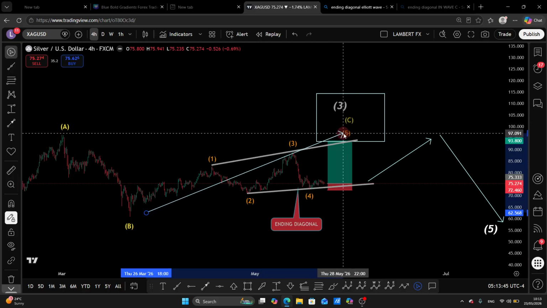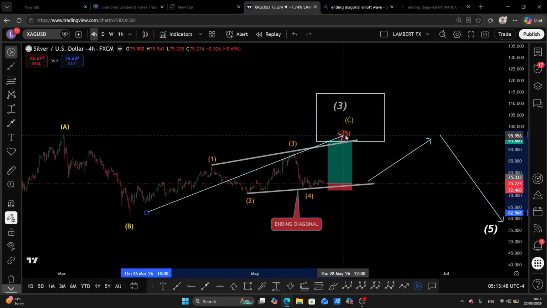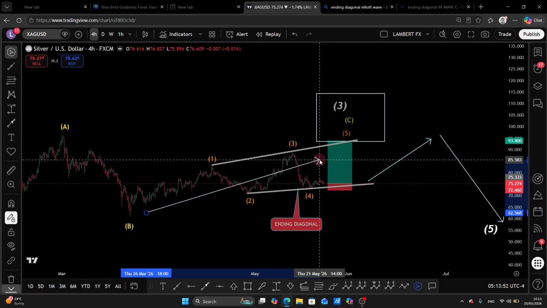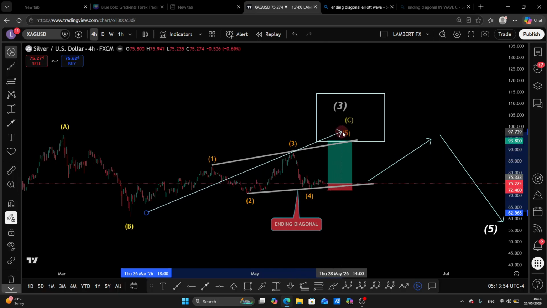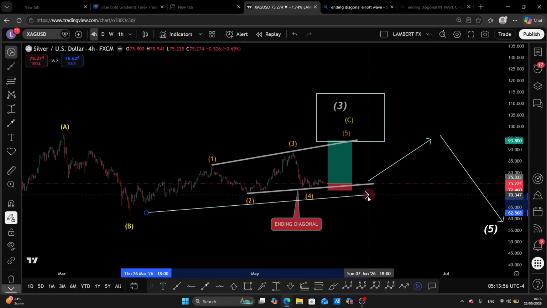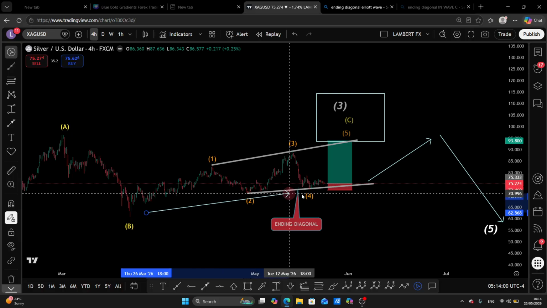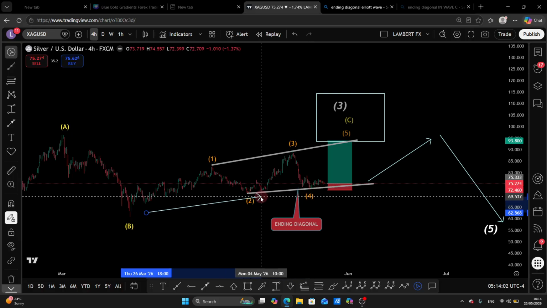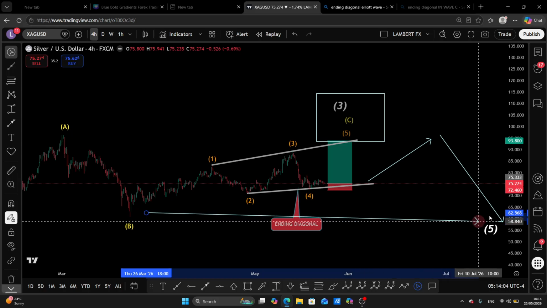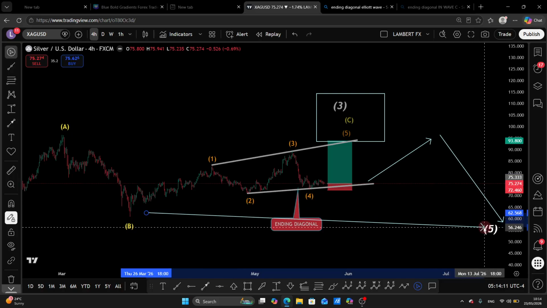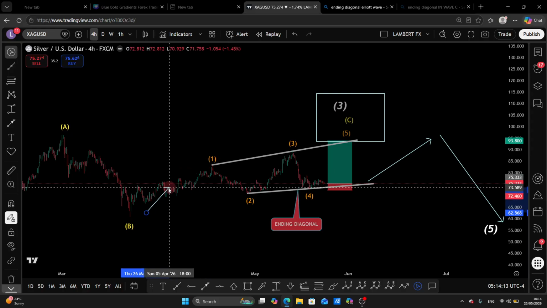So for 5, which would be our C, this would then be the end of this ending diagonal. What we expect after that is a retracement that would take out these lows, the low of 4 and 2, before this final leg 5 for the correction for 535 of the zigzag.